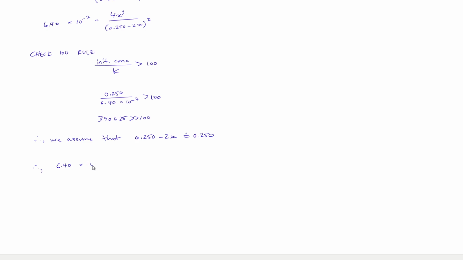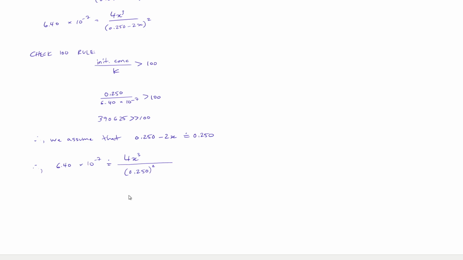So I'll say, therefore, 6.40 times 10 to the negative 7 is equal to 4x cubed. Now I can't get rid of that x because it's being multiplied by a value and it's being cubed. But what I can say now is that this 0.250 minus 2x is basically 0.250 squared. And that has to be an approximation, so I need to keep this dot above the equal sign because I have made an approximation to make my life a little easier.